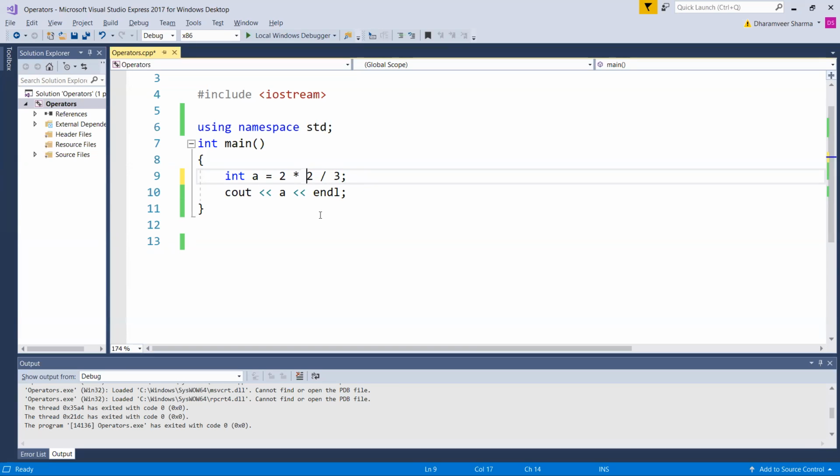Okay, now let's go back to the very first one. I am making it 2.0. So what is the data type of 2.0 now? Float, sir. Okay.